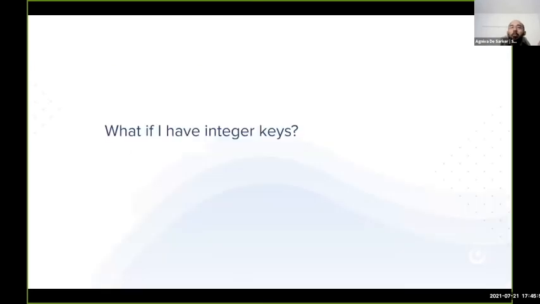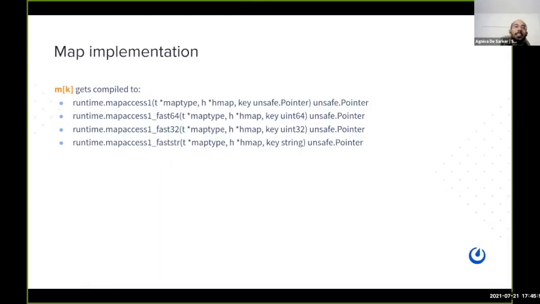Why do I need top hashes? Yes, that is exactly right. So now we come into the nitty-gritties of it. Essentially, when you write make, the runtime actually compiles it into any of these four variants. Now we can see that there are separate map implementations for key types of UInt64, UInt32, and string, and then you have a generic map implementation.